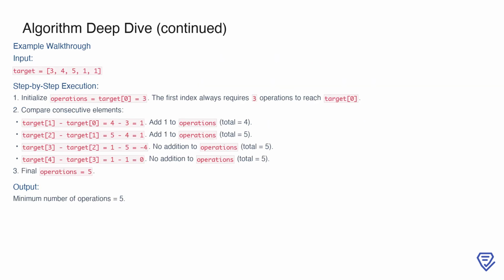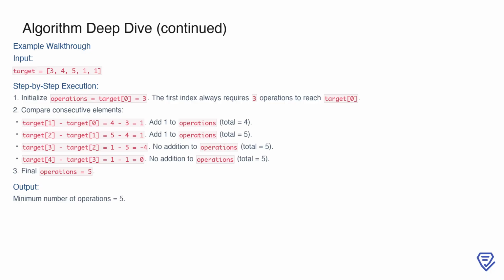Let's work through an example to see the algorithm in action. Suppose the input is target equals [3, 4, 5, 1, 1]. First, we initialize operations to target[0], which is 3, because we need 3 operations to reach the first value. Then, we compare consecutive elements in target. The difference between target[1] and target[0] is 1, so we add 1 to operations, making the total 4.